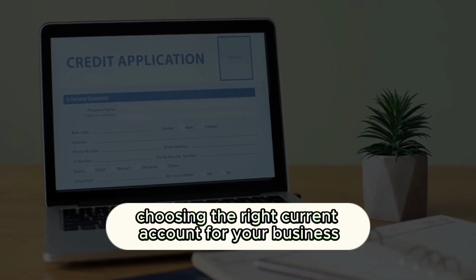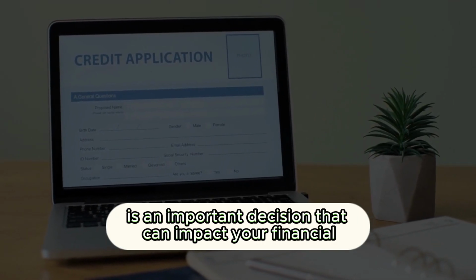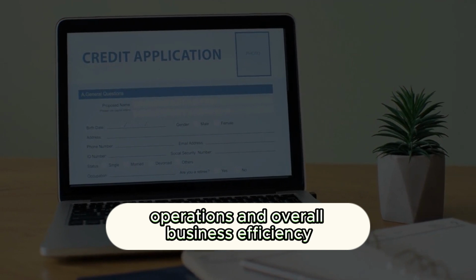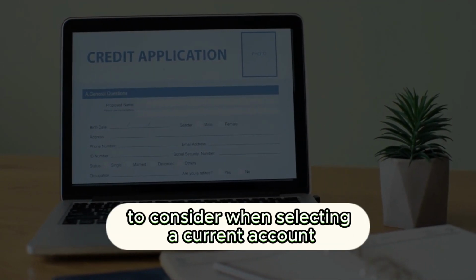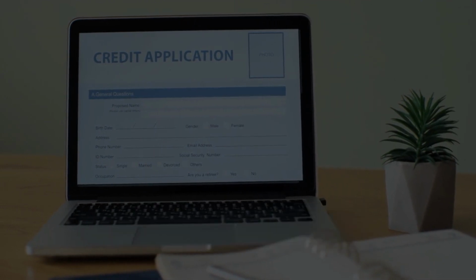Choosing the right current account for your business is an important decision that can impact your financial operations and overall business efficiency. Here are some key steps to consider when selecting a current account.